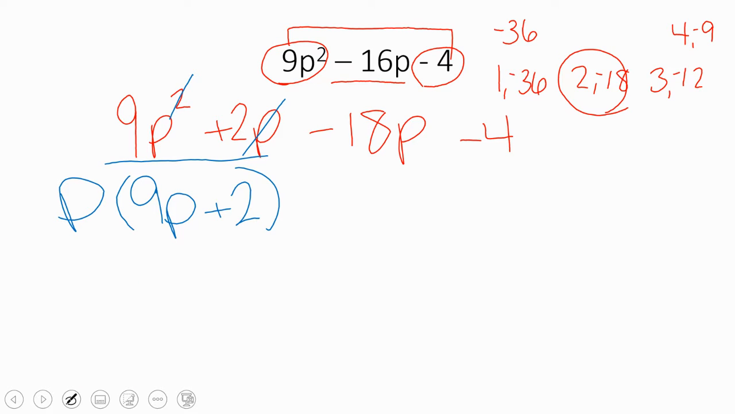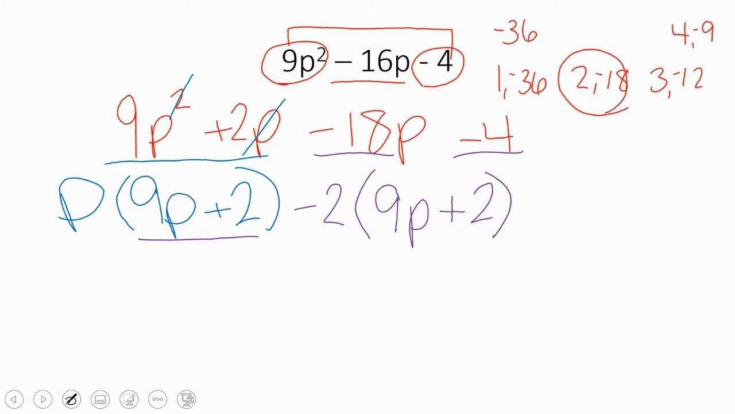Now, looking at my second one, I know that I want to have 9p plus 2 on the inside. So that, therefore, I have to factor out that negative, so my inside will be positive. So I'm going to factor out a negative 2. I can divide those both by 2. So that divided by negative 2 is going to give me 9p. That divided by negative 2 is going to give me positive 2. 9p plus 2 is the same on the inside of both of them. And then I have p minus 2 for my other factor.